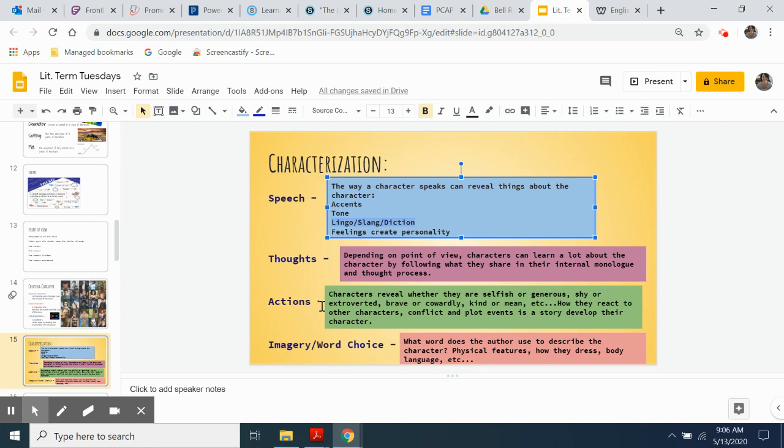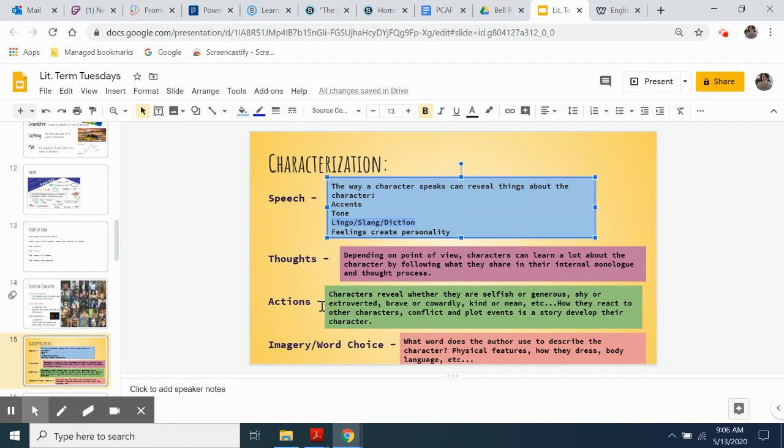So how do they react to other characters? How do they treat other characters or the world around them? Any conflict that they might have, in that tension building rising action leading to the climax. What is happening and how are they responding to those events as the story develops? That tells us a lot about the character, creating characterization.